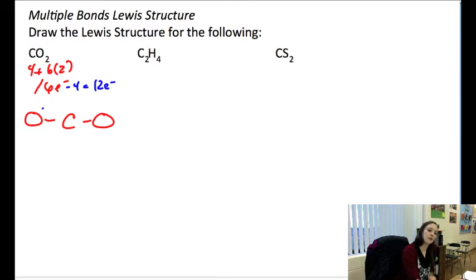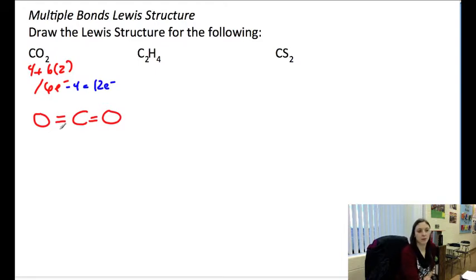Well, if I start off and give everything a lone pair, so that everything has 8, that's way too many electrons. Everything's got 8, so it's happy, but that's more than the 12 electrons that I need to use. So what we look at now is multiple bonding. So we're going to get rid of some of these, and we're instead going to try a double bond.